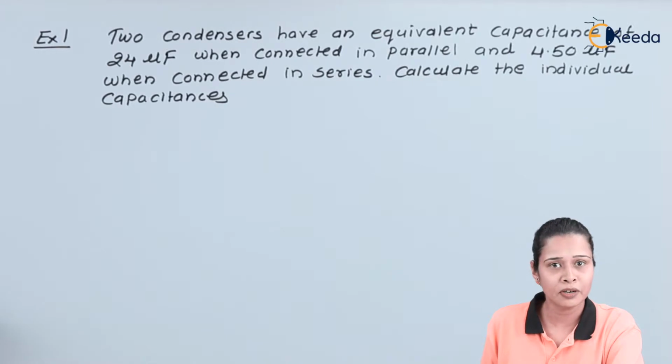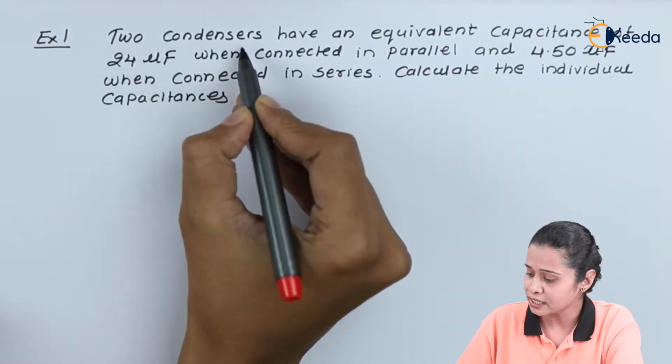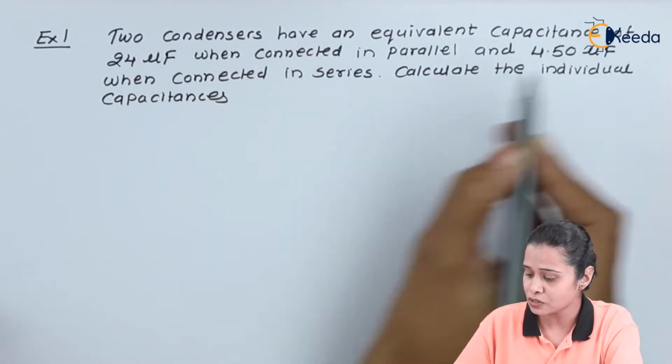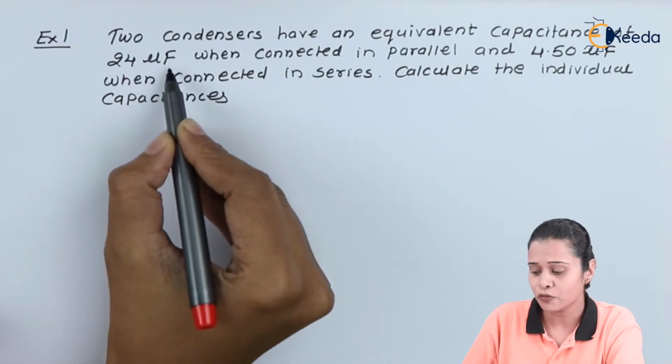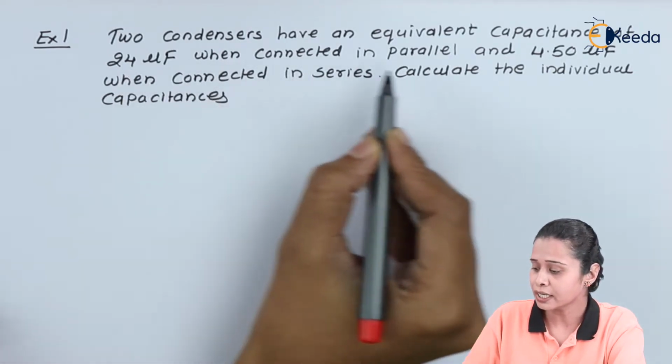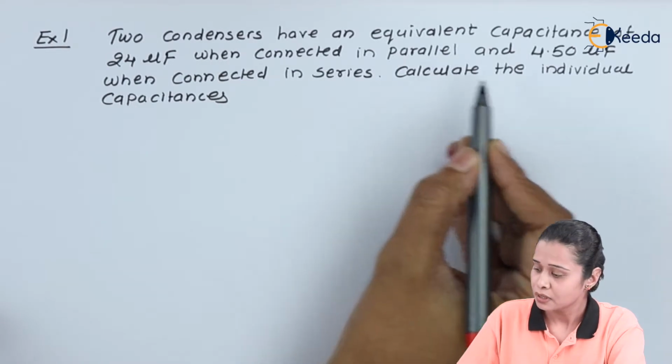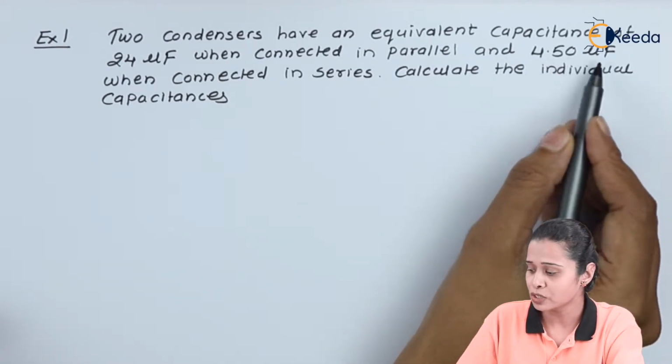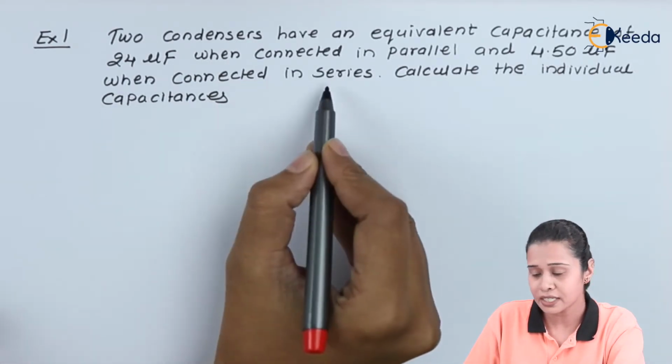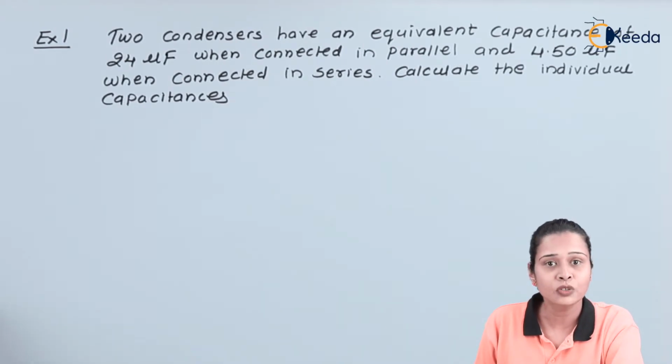Now numerical number 1 says, two condensers have an equivalent capacitance of 24 microfarad when connected in parallel and 4.50 microfarad when connected in series. Calculate the individual capacitance of these two capacitors.